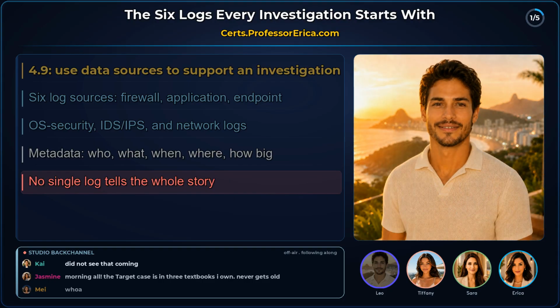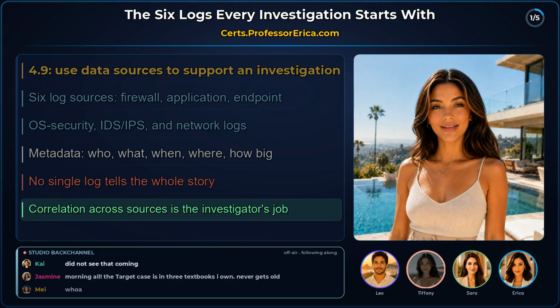And the trap is thinking one log is enough. The firewall says a connection happened, the endpoint says a process ran, and neither alone tells you a breach occurred. You need both, lined up in time. That overlap is the whole skill. Which is exactly why the investigator earns the paycheck. Correlation across sources. Taking six partial stories and building one true timeline. That is the muscle this whole episode trains.